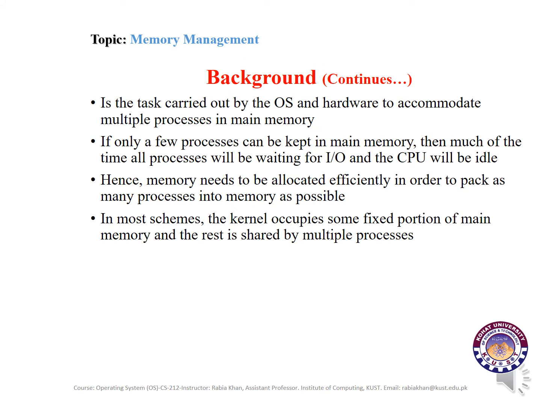What is memory management? It is the task being carried out by the operating system and hardware. That means both the software and hardware have to collaborate to accommodate multiple processes in RAM. Since our system is multi-programming, it is important that RAM should be packed with as many processes as possible. This can be done with the help of both software, which is the operating system in this case, and hardware, which is memory in this case.